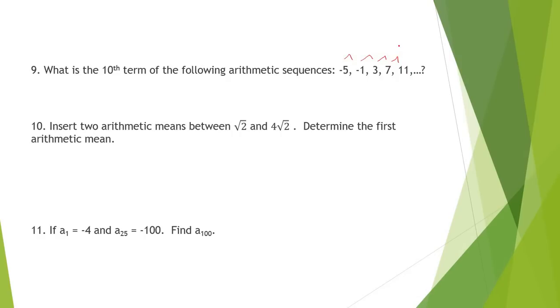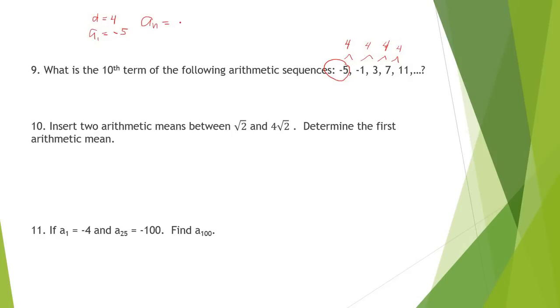11 minus 7 is equal to 4. 7 minus 3 is equal to 4. And this also has a common difference of 4. And this has also a common difference of 4. So we can see that our D is equal to 4. And our first term is equal to negative 5.